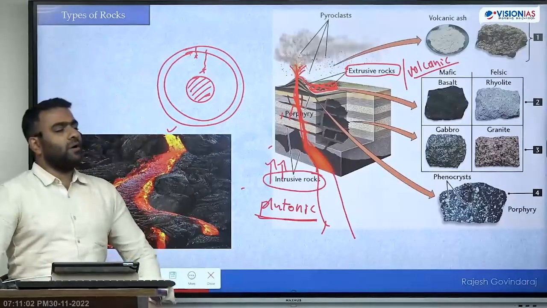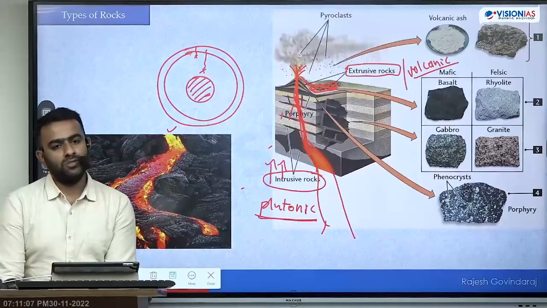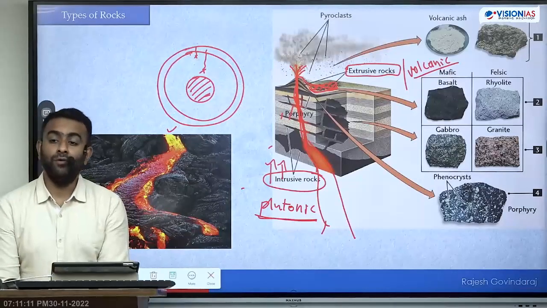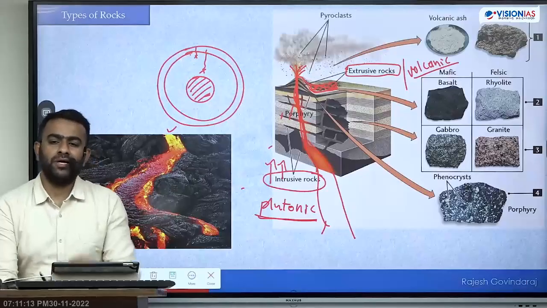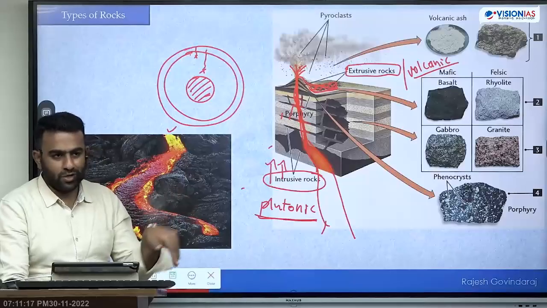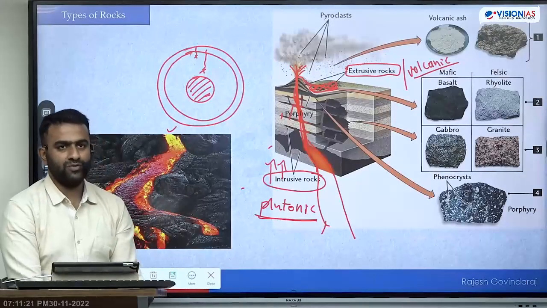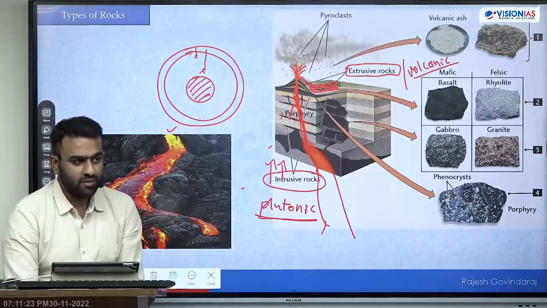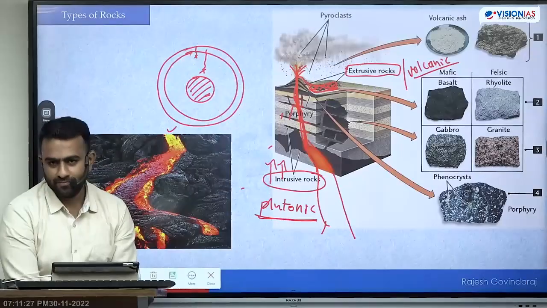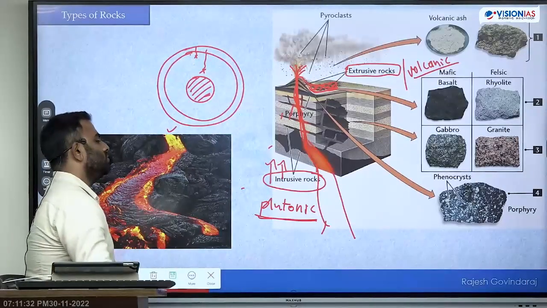Cooling down on the surface doesn't mean that it has to cool down only on the continents. It can also cool down below the oceans, on the oceanic floor. It should come out of the oceanic crust and cool down below the water itself. Which one cools faster? The one which cools down within the water, because the water is too cold.